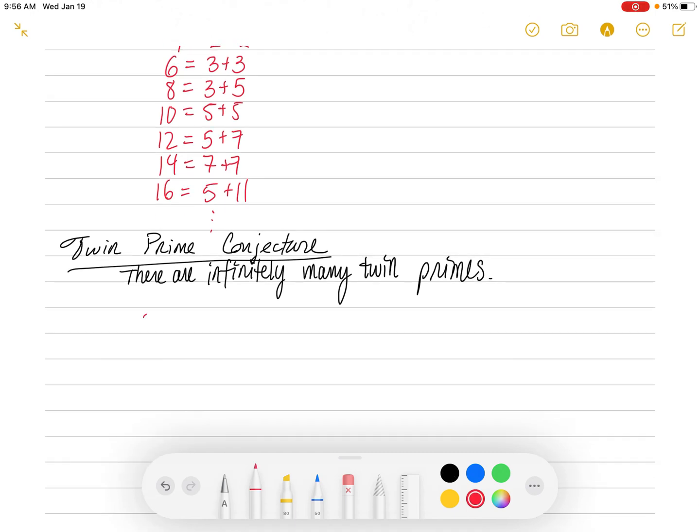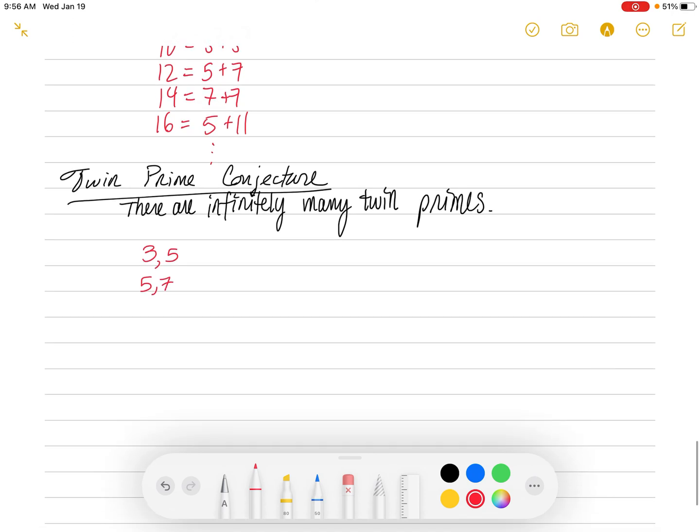So let's look at some examples here. 3 and 5 are twin primes. What else? 5 and 7. What else? 11 and 13. 17 and 19. What else? 29 and 31. Anything else? I can't think of any off the top of my head.